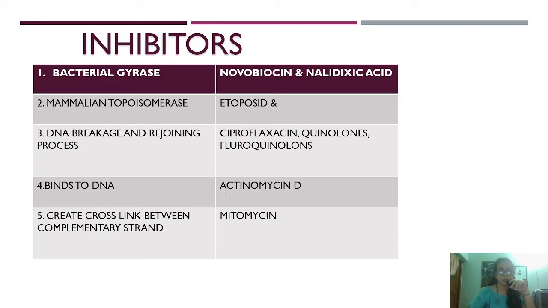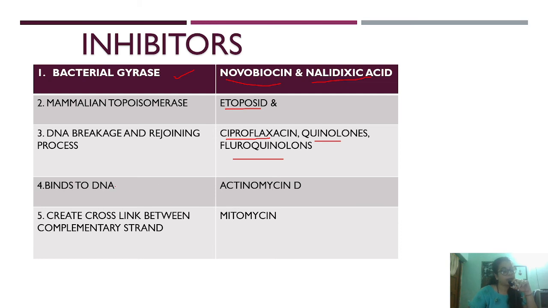Next, certain inhibitors are present, which mainly provide an inhibition effect in the process of replication. Like the bacterial gyrase is mainly inhibited by novobiocin and nalidixic acid. These are mainly asked in the exam. Mammalian topoisomerase is inhibited by etoposide, and the DNA breakage and rejoining process is mainly inhibited by ciprofloxacin, quinolones and fluoroquinolones. They will ask in match the following, or in multiple choice questions.